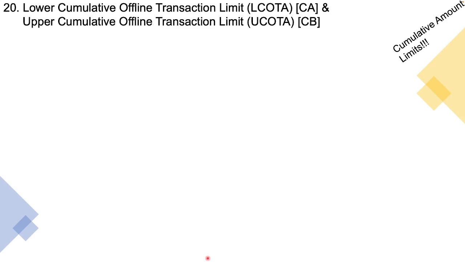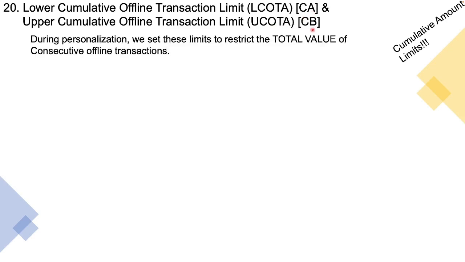Let's talk a bit now about cumulative amount limits. Remember, we've already spoken about velocity checking. So this is not velocity checking. This is not counting the number of transactions. Now we're counting transaction amounts. Okay, so we're talking about LCOTA, which is tag CA, and UCOTA, which is tag CB. During personalization, we set these limits to restrict the total value of consecutive offline transactions.